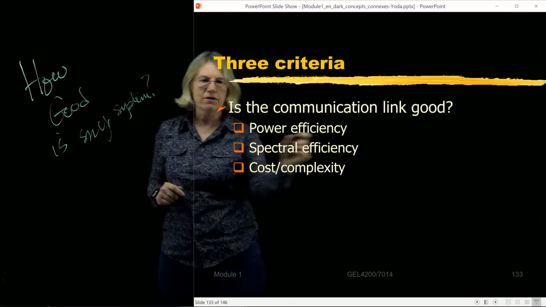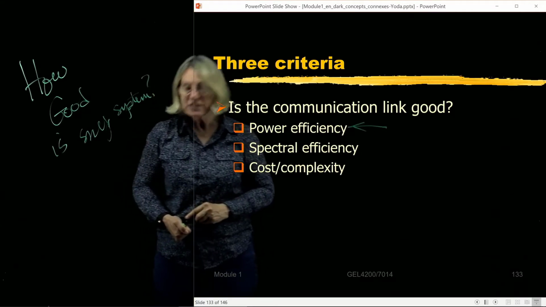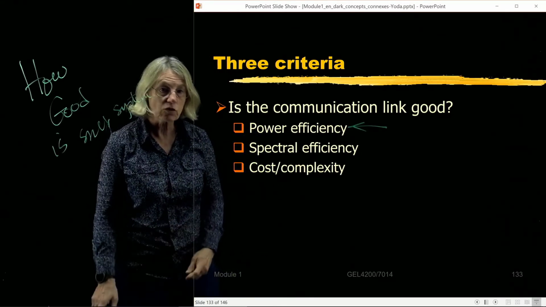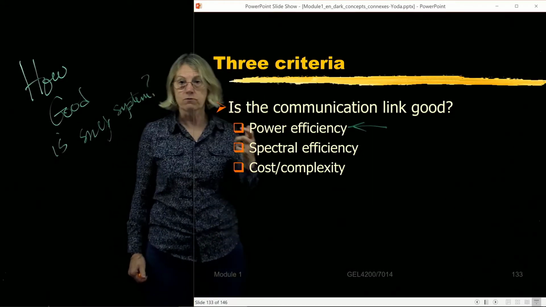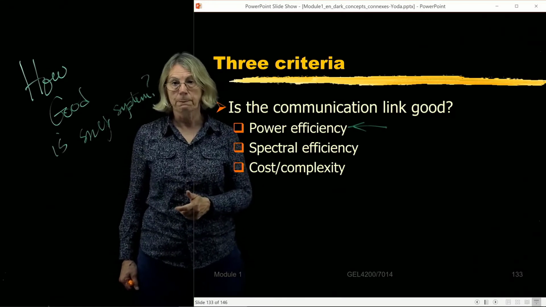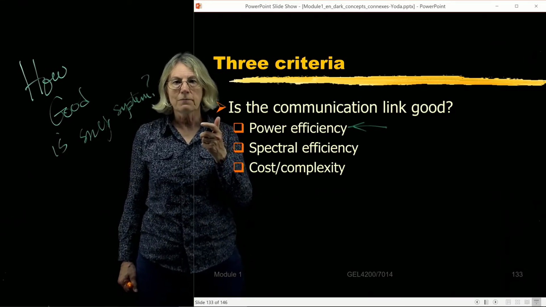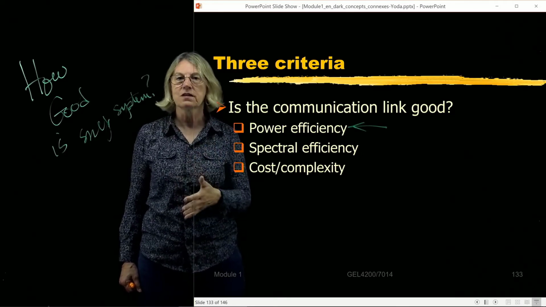First thing is power efficiency. Power efficiency means how much power I have to transmit in order to get reliable communications. For instance, if I have a cell phone with a very small battery that I would like to last for a long time, then I would like to perhaps use a very power efficient system.